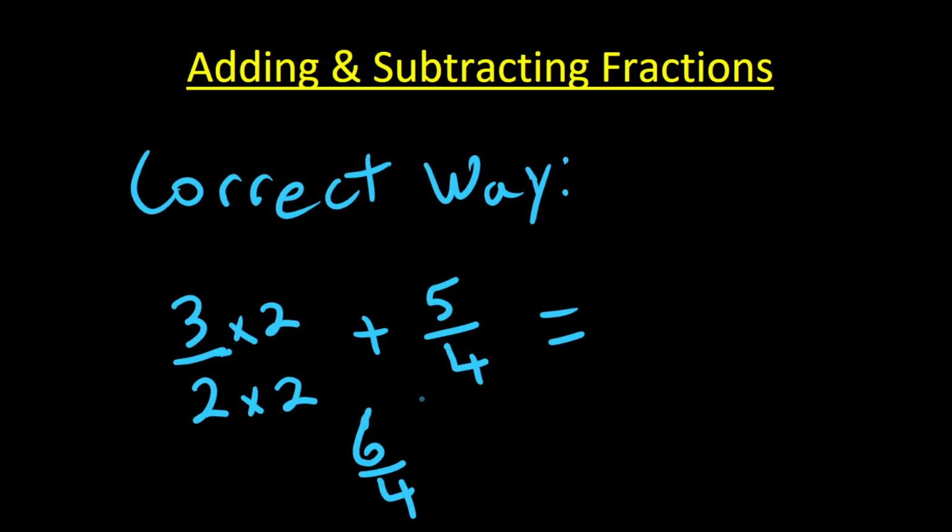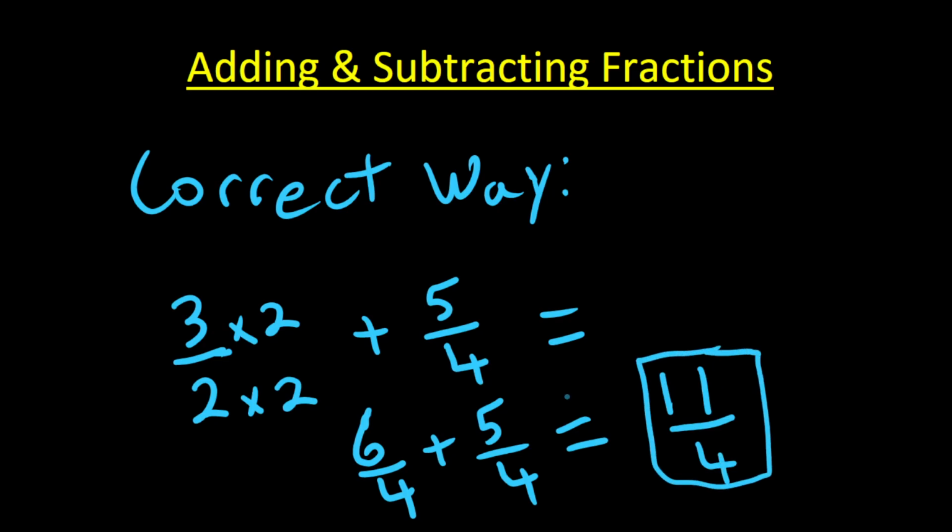So getting back to this problem, 6 over 4 plus 5 over 4. So we went from 3 over 2 plus 5 over 4 to 6 over 4 plus 5 over 4. Now they have the same denominator, so we can just add the numerators. 6 plus 5, that's 11, and we just keep the denominator 4. And that is our final answer, 11 over 4.